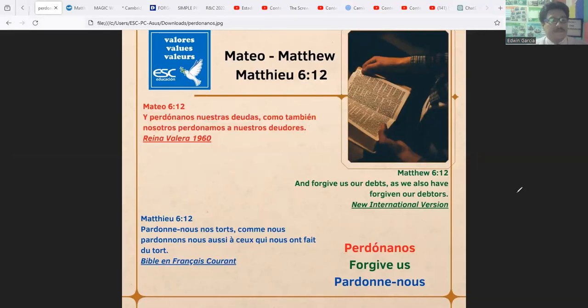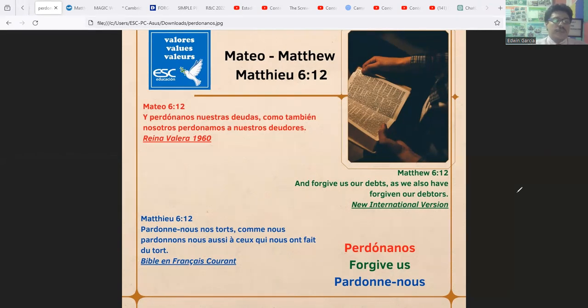The verse is "Forgive us," and we're going to find it in Matthew 6:12. "And forgive us our debts, as we also have forgiven our debtors." This is the New International Version.